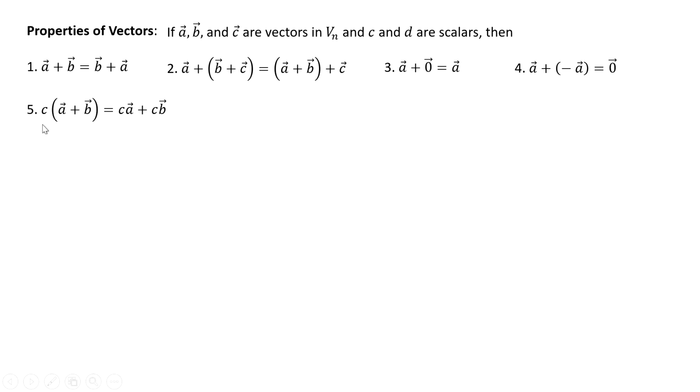The next property, a scalar c times the vector a plus b, you can distribute: ca plus cb. And if you have two scalars adding up and they are multiplying a, then you can do ca and add that to da. To me, these are fairly straightforward things. There's nothing big deal about it. And the seventh property is 1 times a. If the scalar is 1, and you use that scalar of 1 to multiply a, you'll get back a. Okay, that's fairly straightforward.